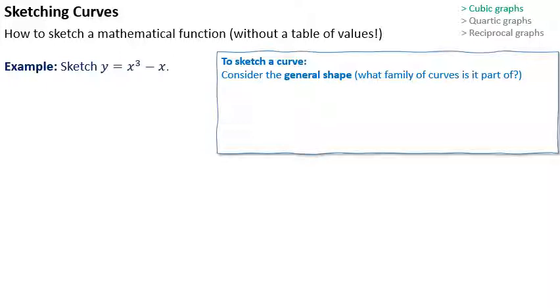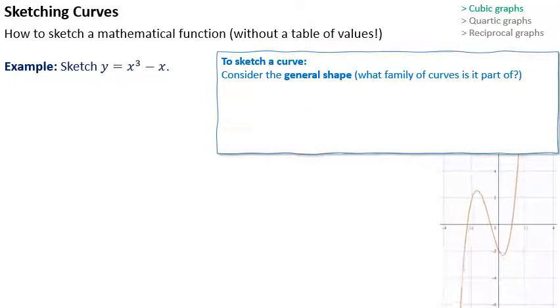Consider the general shape. When you look at that, y equals x cubed minus x, you should already have in your head, hopefully, a few ideas, a few pictures of what that graph might look like. Because a cubic graph could look like lots of different things, but still, it can't look like just anything. There are a whole range of different possibilities for a cubic, but there are a few classic types of cubic that you might expect to get.